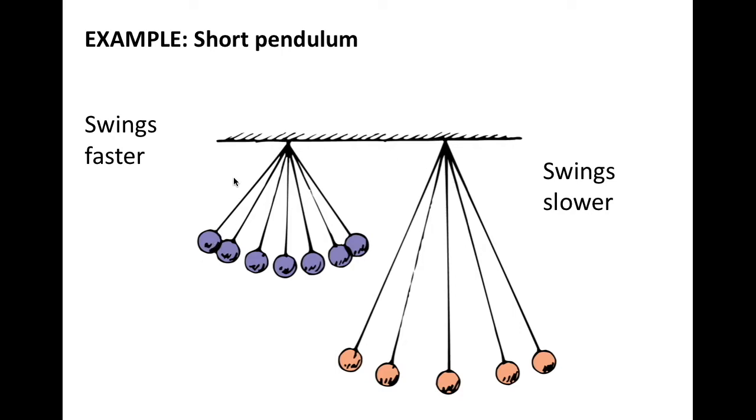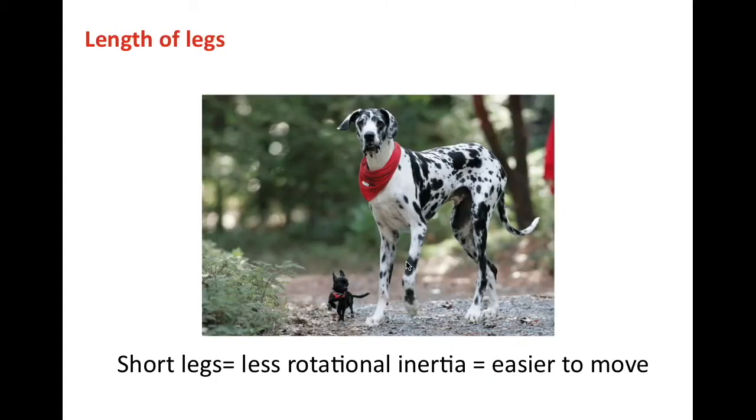Remember that if you're closer to the axis of rotation, you will have a larger amount of speed. So the shorter pendulum swings faster than the longer. This also is true for animals. The length of your legs, because this dog's axis of rotation is up here, his legs are further away, this dog here is going to have a harder time moving as quickly as this little dog over here with shorter legs. So short legs equal less rotational inertia, and it's easier to move.